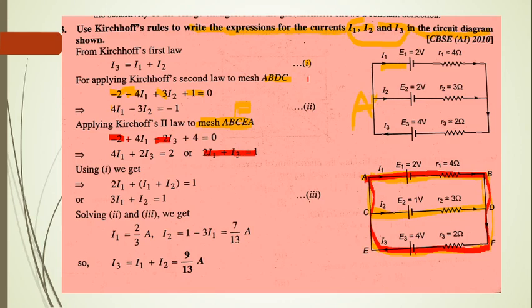These are the two equations. Solving them, by simplifying, substitute this value of I3 from equation 1, I3 equal to I1 plus I2, equal to 1, and simplifying, this equation will become 3I1 plus I2 equals 1. Solve equations 2 and 3, and we'll get the values of I1, I2, and I3. This is the question. It is very simple, and we can easily find the value of current in the electrical circuit.